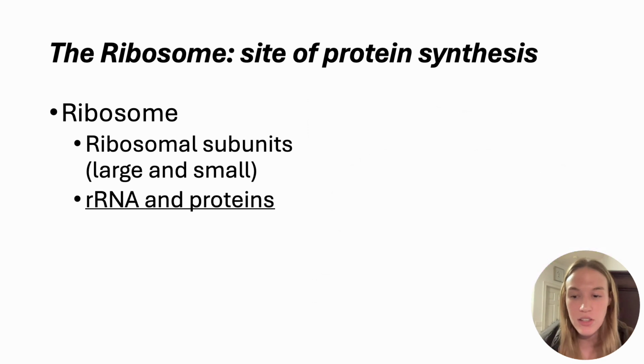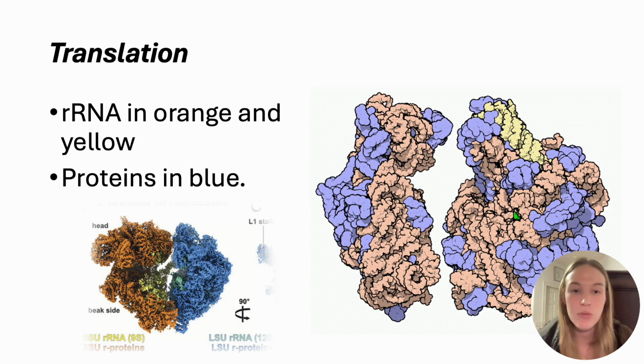Now, if we look at a good picture of this, then you will see that rRNA, here colored in orange, and proteins in blue, it really shows that rRNA is the major player. Now, what do I mean by that? I mean, it's probably the more important piece. And it is, because the rRNA is the thing that is actually catalyzing peptide bond formation.